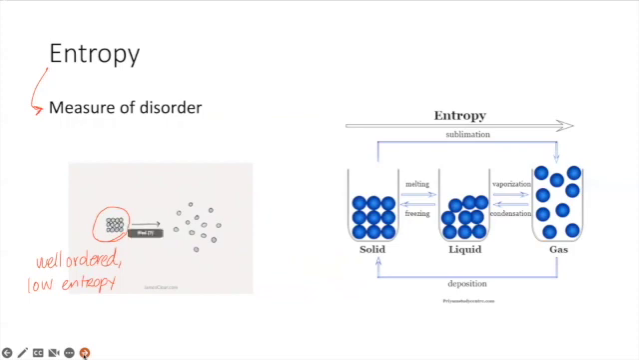Whereas, let's say after a reaction, all of these particles are very disordered. And this corresponds with high entropy. So entropy is a kind of complex topic, but I just wanted to apply it to solid, liquid, gas for the purposes of this course.